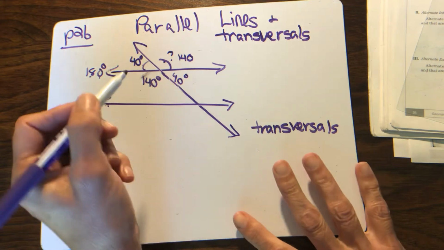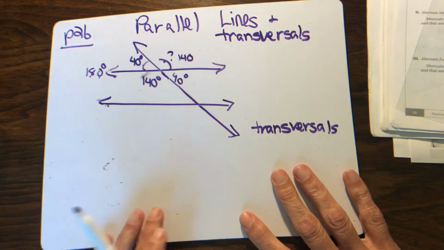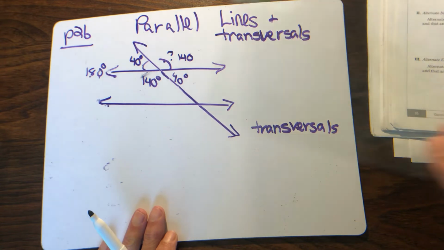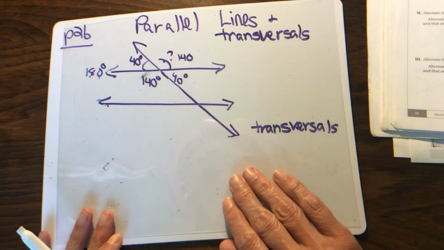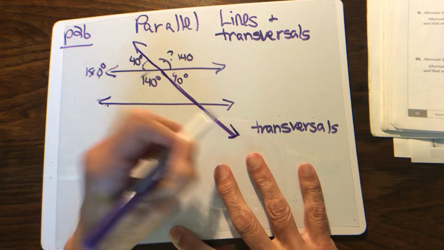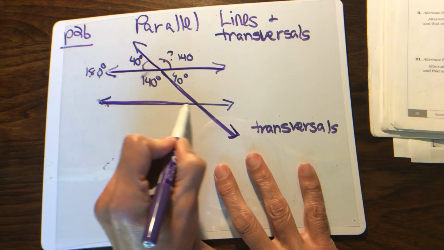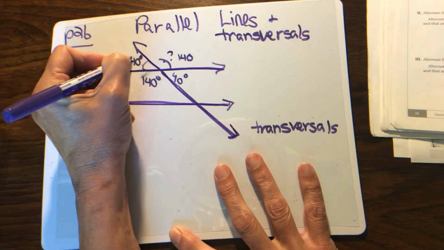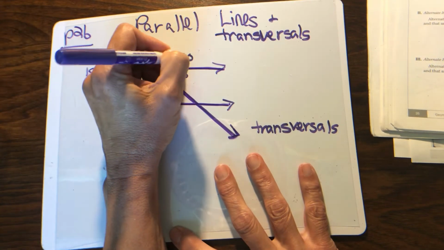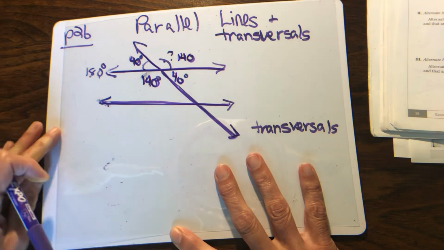So the question is, if you were given this, can you find this? Which it seems like you can't. But if you'll just bear with me as I draw on our transparency. So we know that this is 40, and this was 140, and this is 40, and this was 140. We did that. That was super easy.